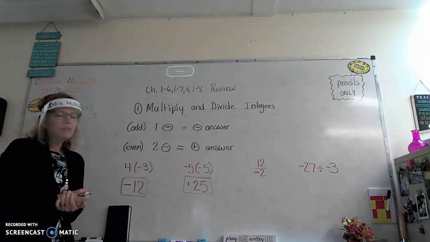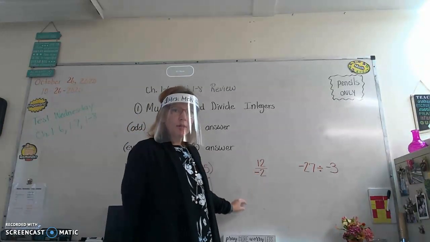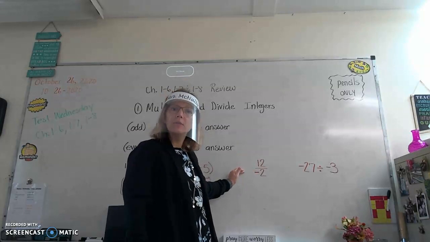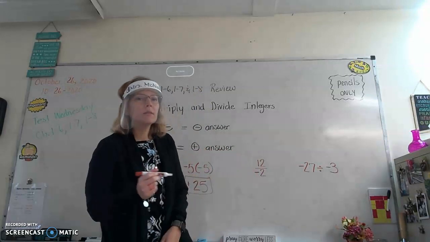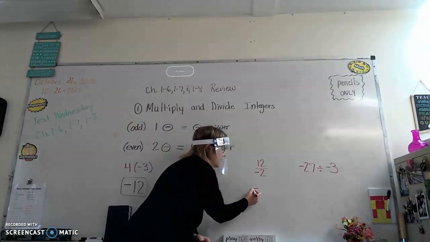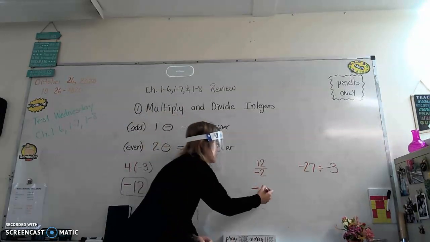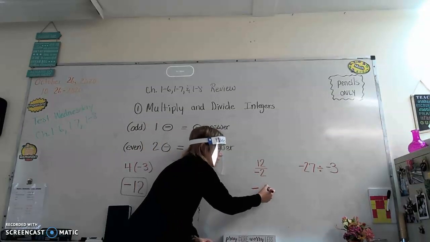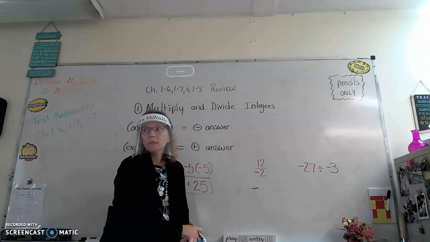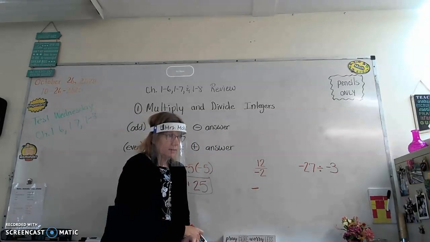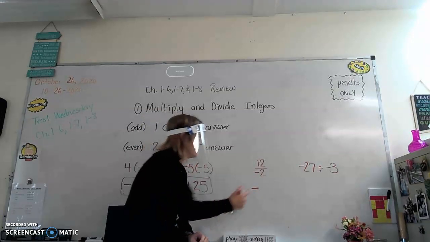So let's look at a couple division examples. Remember, fraction means divide. So since I have a fraction here, that means 12 divided by negative 2. How many negatives? 1. So the answer is negative. And then just divide. What is 12 divided by 2? If I split 12 in half, negative 6. Yes.